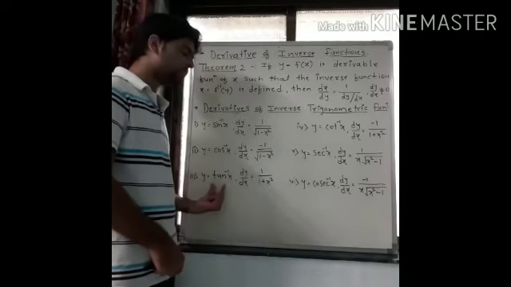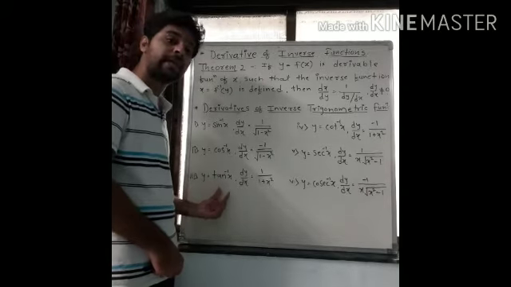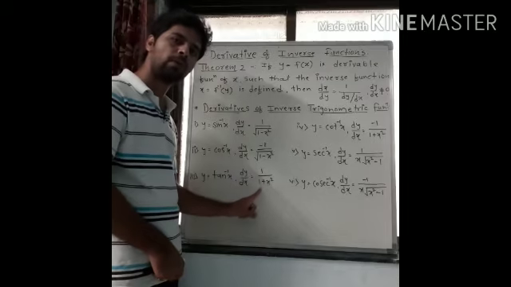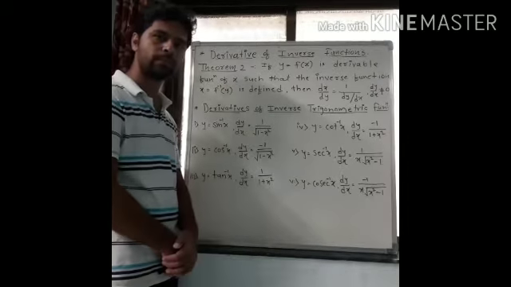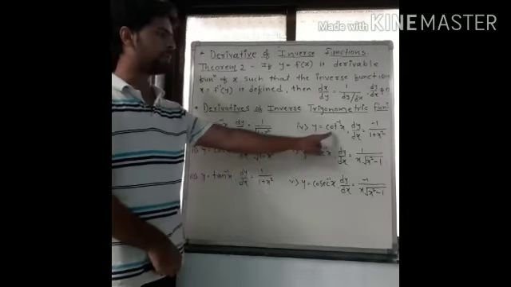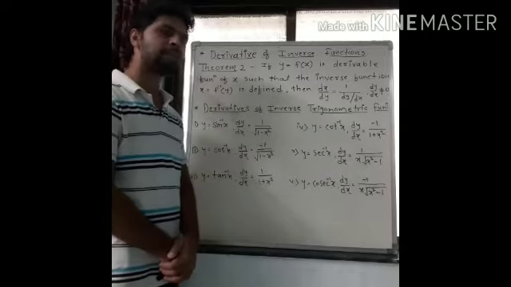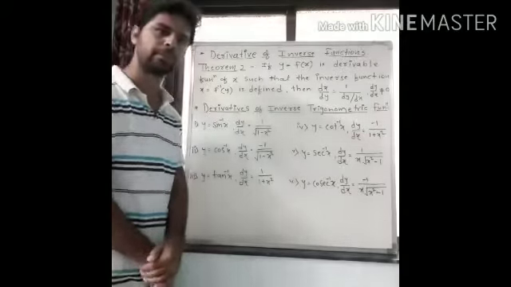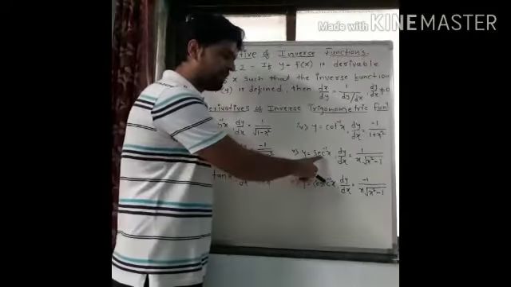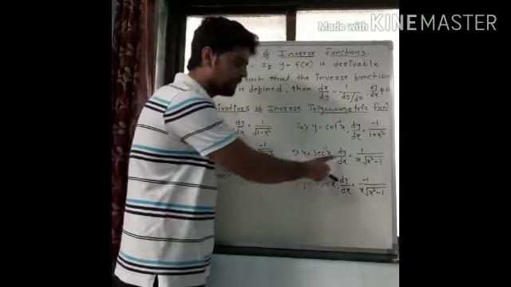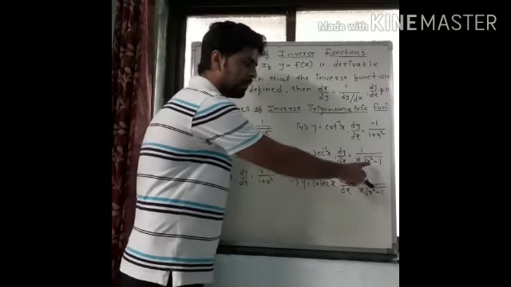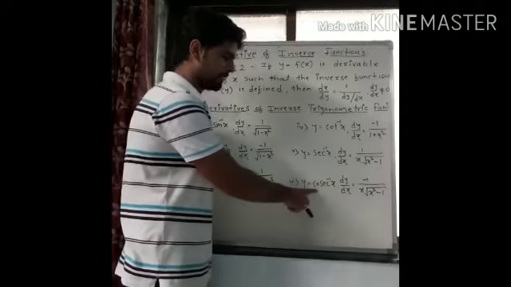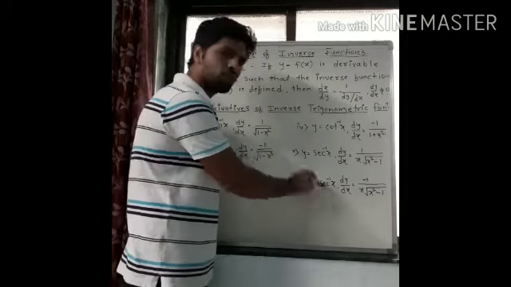Now next is y equal to tan inverse x. Their derivative is 1 upon 1 plus x square. Okay. Next, number 4, derivative of cot inverse x is minus 1 upon 1 plus x square. Now next is derivative of sec inverse x, which is 1 upon x under root x square minus 1. Next and last is y equal to cosec inverse x.